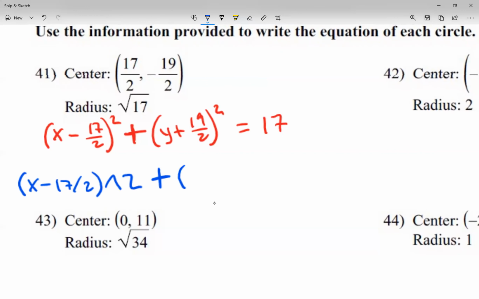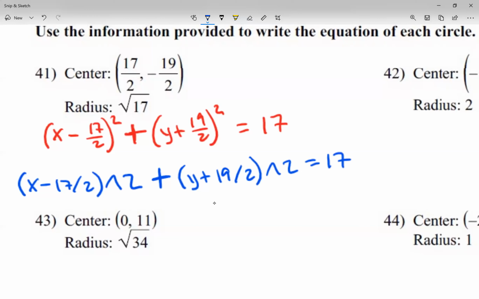My second parentheses, notice I'm going to open the parentheses, and I'm going to go y plus 19 backslash 2, right? 19 over 2. Close parentheses. And all this is to the second power. And then equals 17. So in red, you see how we write it. In blue, you see how we type it.